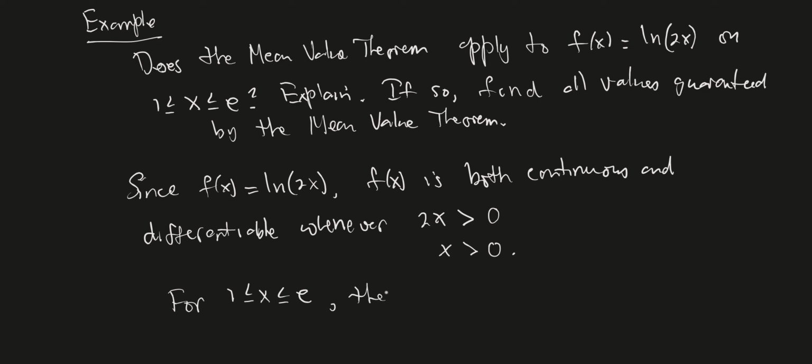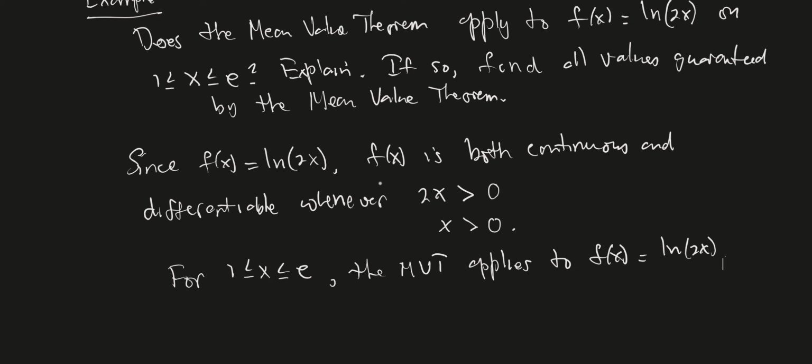So the MVT applies to our function f of x equals the natural log of 2x, all right? So we know it works. Now we want to find, okay, where is this special value of x or special values? So where is the derivative of this function, in other words, the instantaneous rate of change of this function, equal to the average rate of change of this function on this interval?